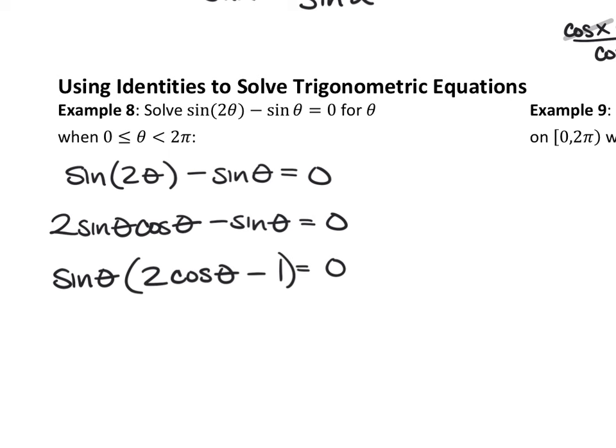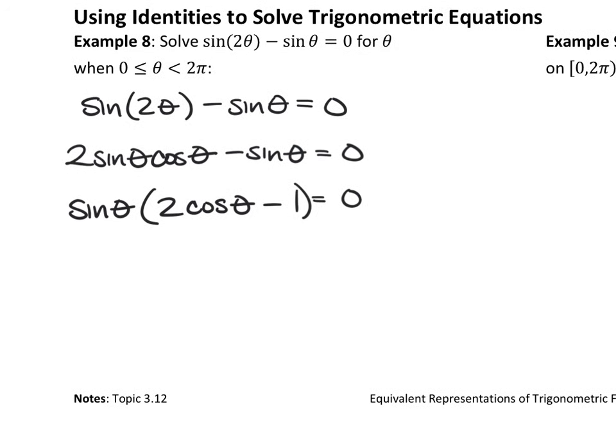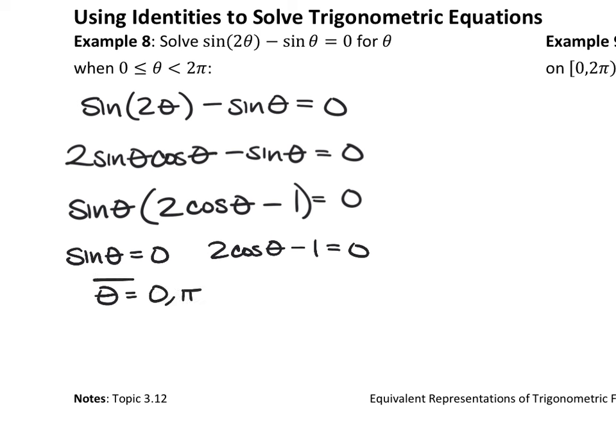At this point, once it's factored, you just set each of the little factors equal to 0. So you'd say sine of theta equal to 0 and 2 cosine of theta minus 1 equal to 0. Is this sounding familiar from 3.10? What are the angle measurements that sine is equal to 0 for? 0 and pi, very good. All right, so those are my two answers from that part of the equation.